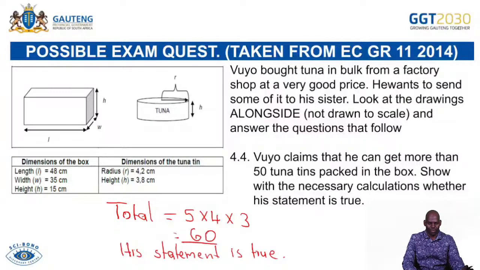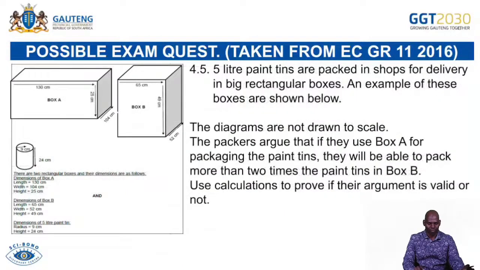Right, and then the next question, you'll see that this is actually similar to the previous ones. 5-liter paint tins are packed in shops for delivery in big rectangular boxes. An example of these boxes is shown alongside. The diagrams are not drawn to scale, so the size does not matter there. The packers argue that if they use box A for packing the paint tins, they will be able to pack more than 2 times the paint tins in box B.